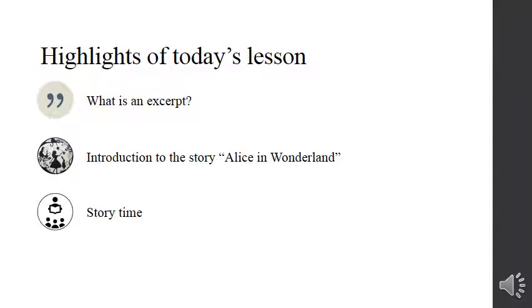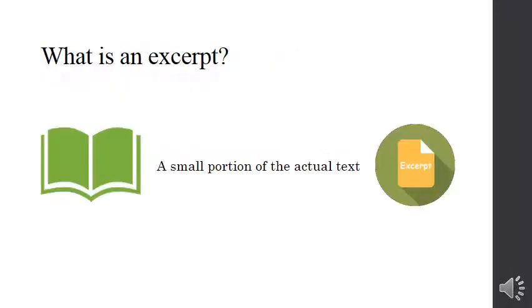Here are the highlights of today's lesson. First, I will tell you guys what is an excerpt. Next, I will give you a short introduction to the novel Alice in Wonderland. Once we are done with all that, it will be story time.